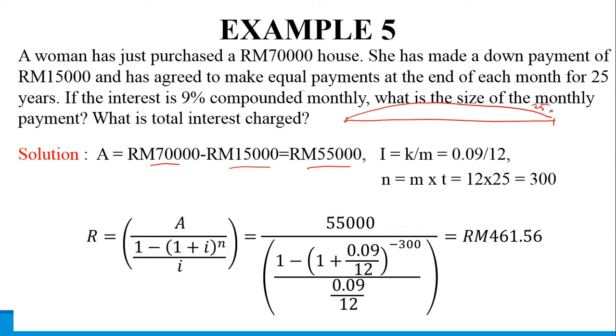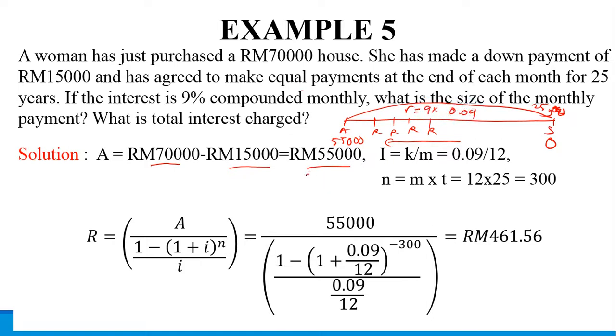25 years, she will pay that from A to S. She will pay that 55,000 that she borrowed every month, until at the end it becomes zero, and the interest rate she pays is 9%, or 0.09.